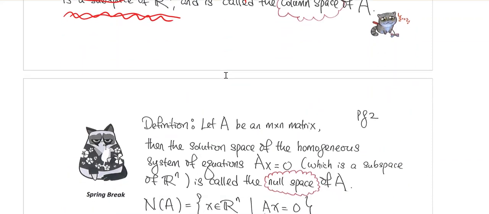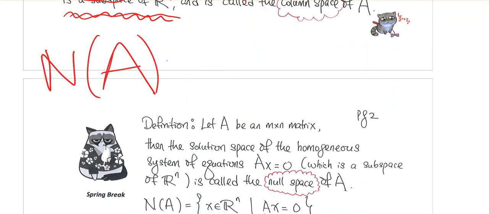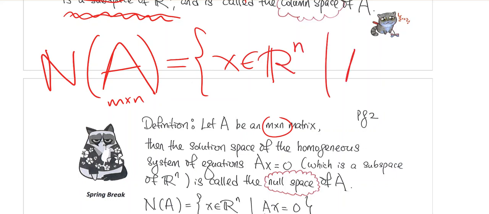The null space is a little bit different. Again, you have matrix A, and the size of the matrix is m by n. The null space of the matrix A is defined as the collection, the set of all the vectors x coming from Rn such that Ax equals 0.